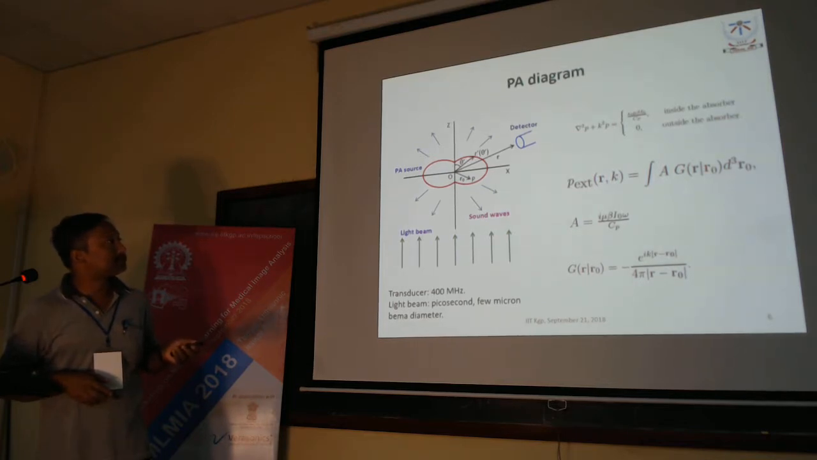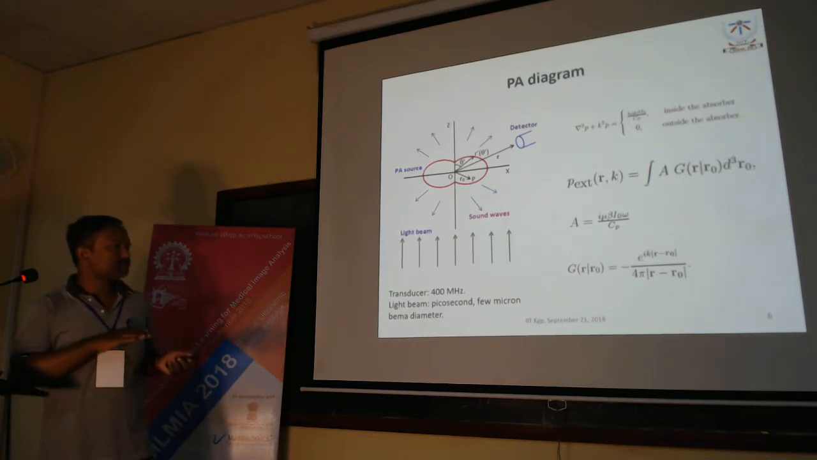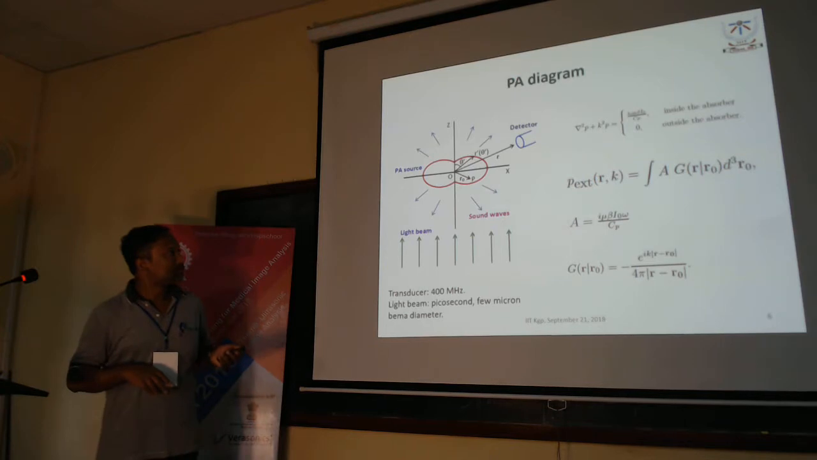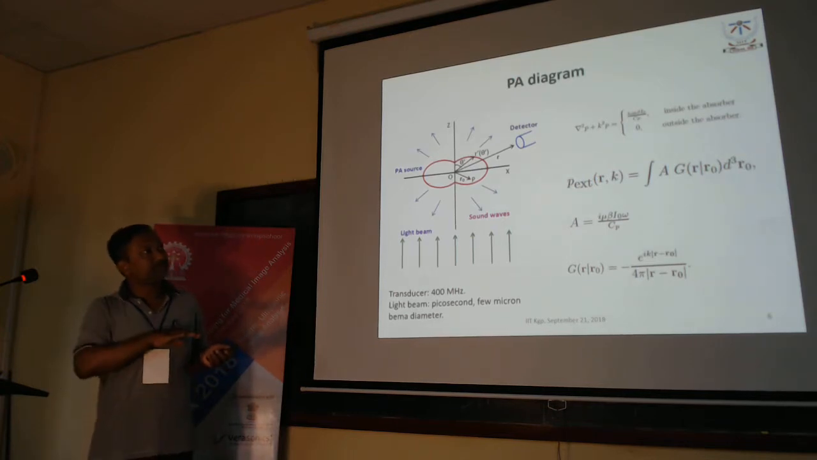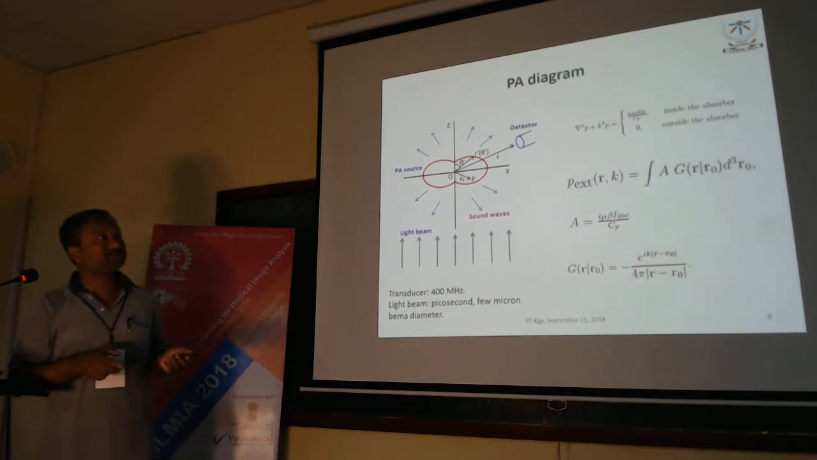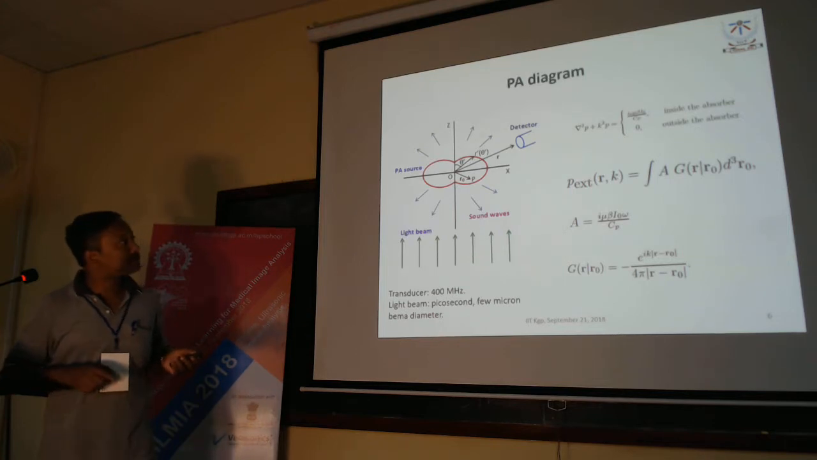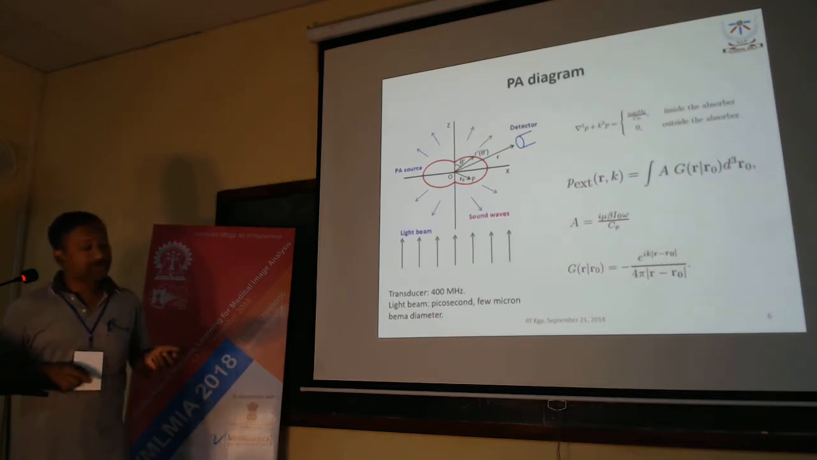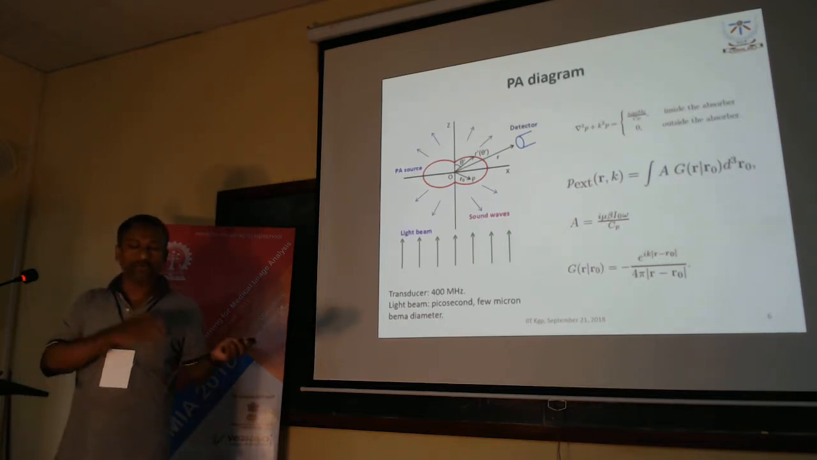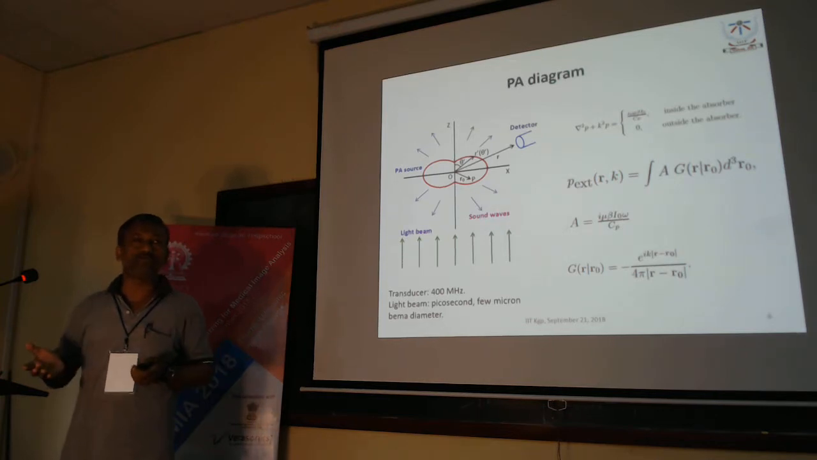In this case, we used a Green's function method to solve this. So your solution becomes this, where A is this, these are the parameters, and G is the Green's function, known as the free space Green's function. Instead of solving a differential equation, you solve this integral equation, and you can do it either analytically or numerically.